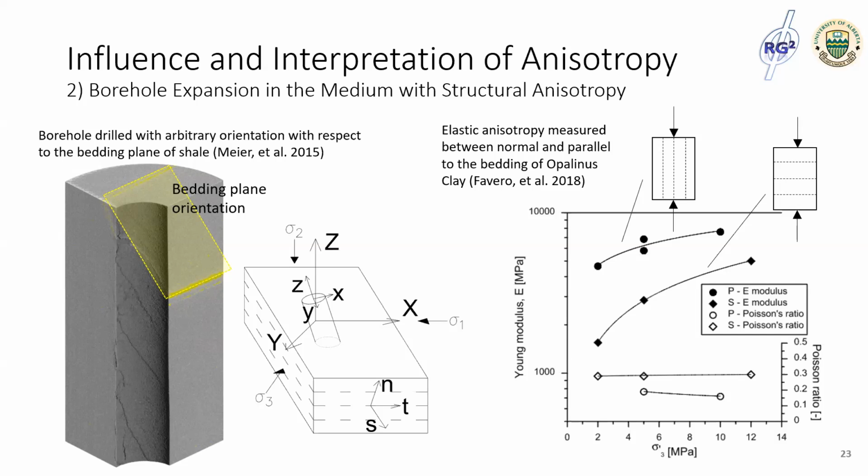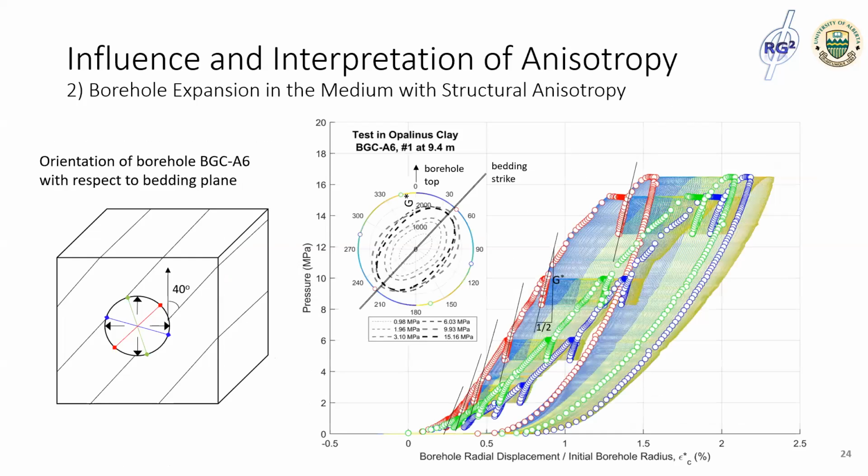So for a borehole drilled with an arbitrary orientation with respect to the bedding plane, the symmetry of the elasticity in the testing plane may not exist. And this would lead to the anisotropic deformation when we're doing the pressuremeter test. So how would this affect, for the test in borehole BGC-A6 at Mont Terri, the pressuremeter loading is partially against the bedding.